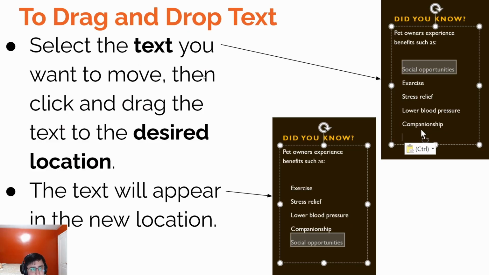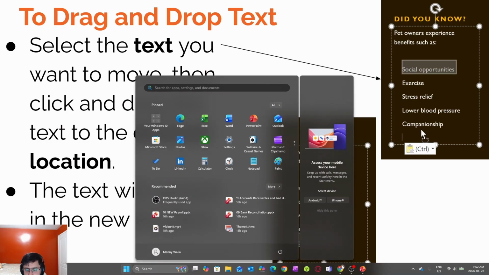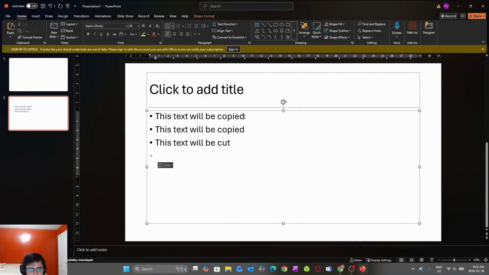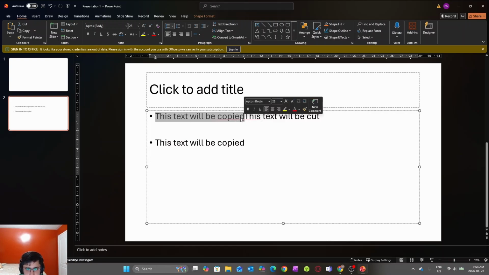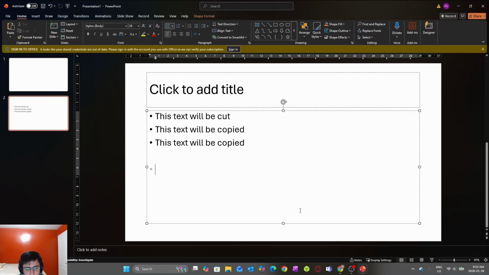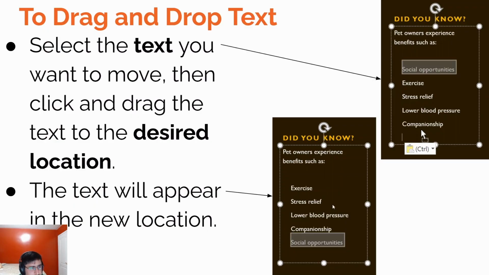Now we can drag and drop text. We select the text we want to move and then click and drag it to the desired location, and the text will appear in the new location. In terms of what that looks like, let's go here and move it up at the end. And there you go. And then let's move this down right here. And that's how you do that.